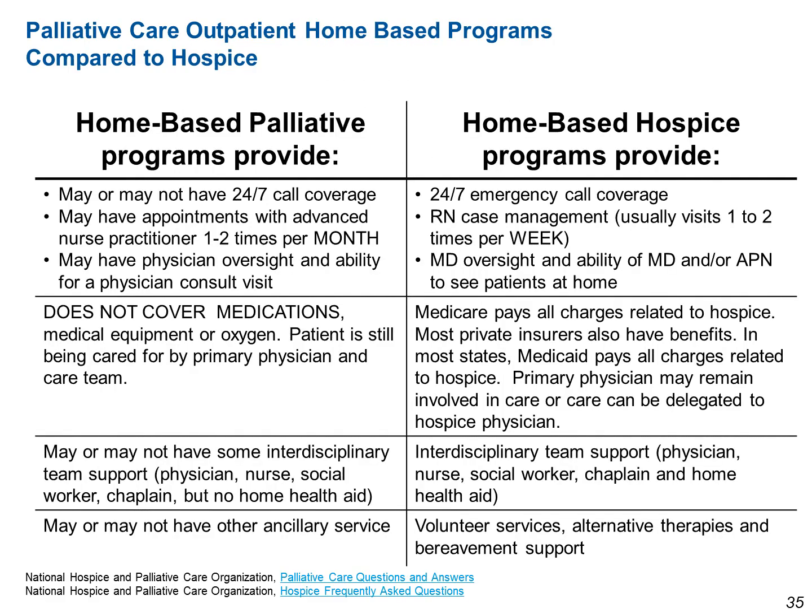Comparing home-based palliative care programs to home-based hospice programs, the differences are: palliative care programs may or may not have 24/7 call coverage, may have appointments with an advanced nurse practitioner 1 to 2 times per month, may have physician oversight and ability for physician consult visits. While home-based hospice does provide 24/7 emergency call, an RN case manager usually visits 1 to 2 times per week, with MD oversight and the ability of the MD and/or APN to see patients at home.